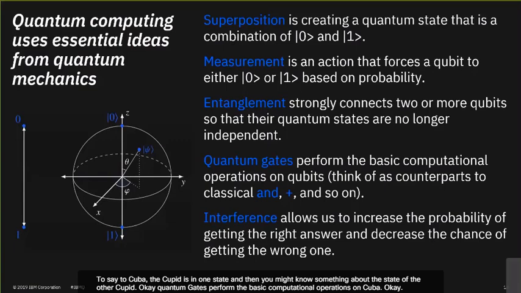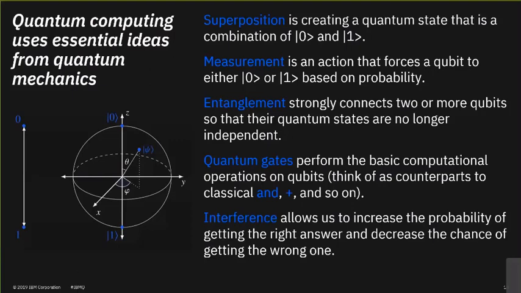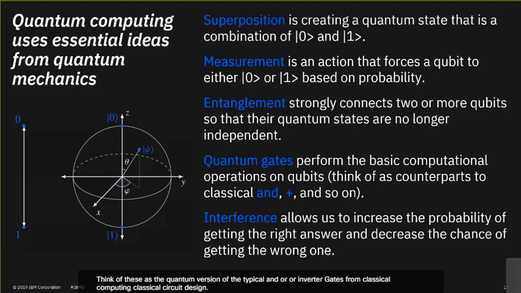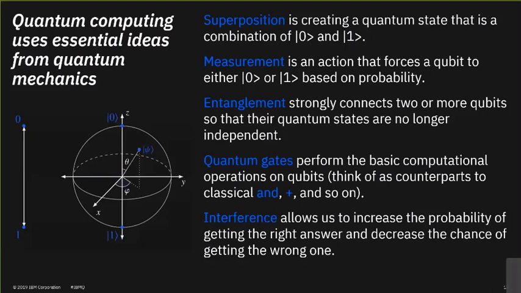Quantum gates perform the basic computational operations on qubits. Think of these as the quantum version of the typical AND or NAND or inverter gates from classical computing, classical circuit design. And then there's quantum interference.